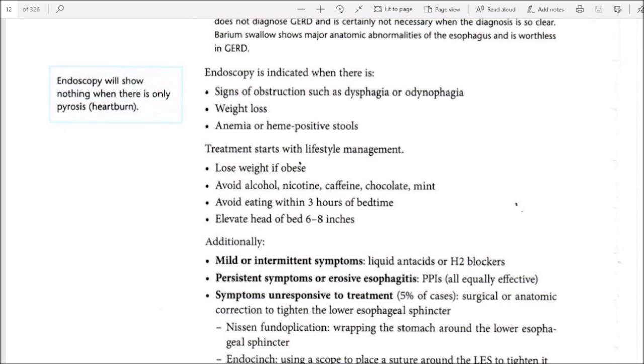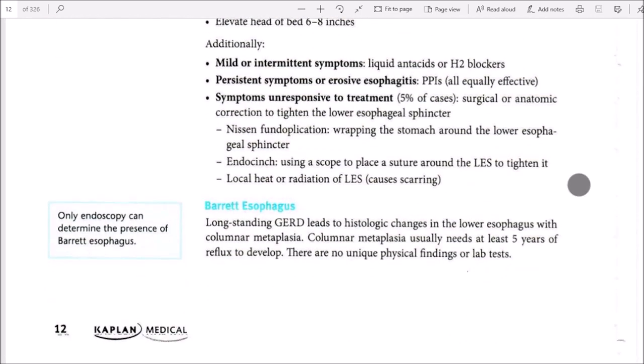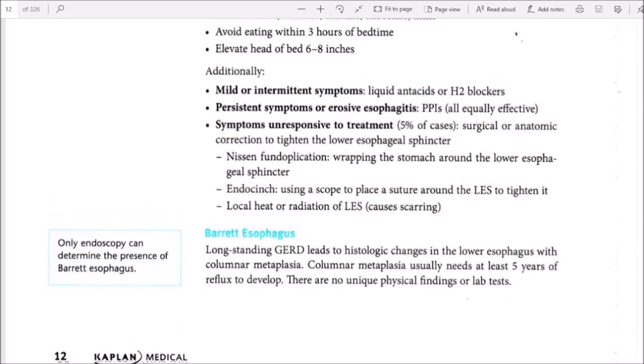Treatment starts with lifestyle management. Lose weight if obese. Avoid alcohol, nicotine, caffeine, and chocolate or mint. Avoid eating within 3 hours of bedtime. Elevate head of bed 6 to 8 inches. Additionally, in mild or intermittent symptoms, use liquid antacids or H2 blockers. For persistent symptoms or esophagitis, proton pump inhibitors, all are equally effective.